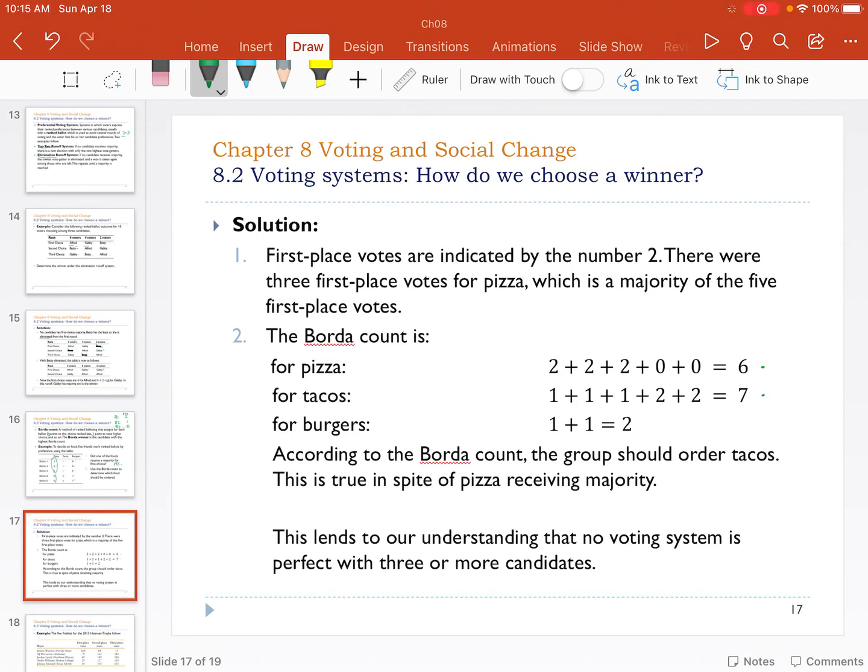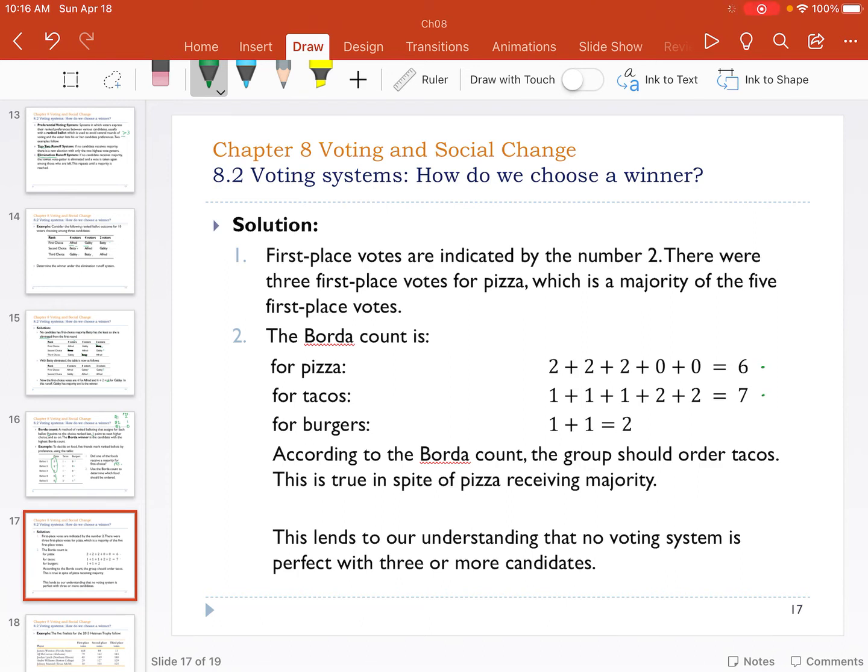So everybody will at least eat them, and 2 of them will even enjoy them a lot. The others will say, wish I had pizza. But not many people cared for burgers that much. And so this lends to our understanding, or we can read more in the book on that, that no voting system is perfect when you have 3 or more candidates.